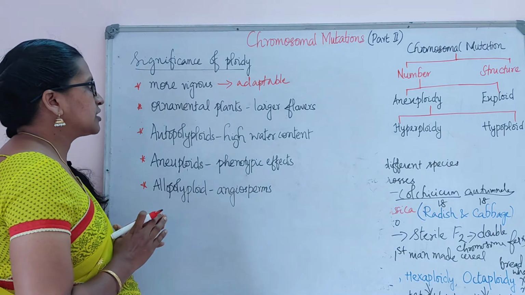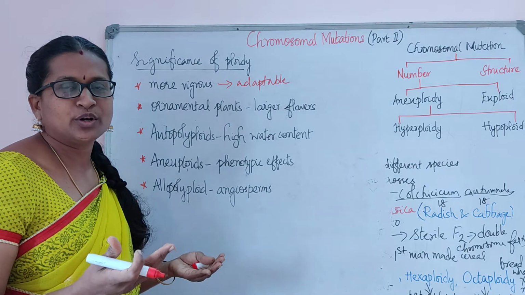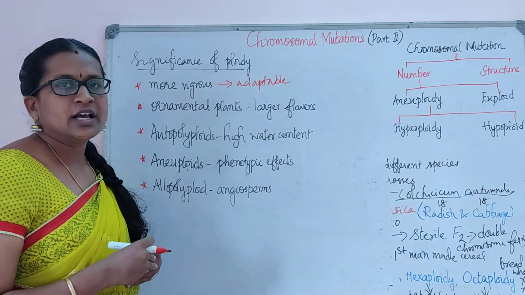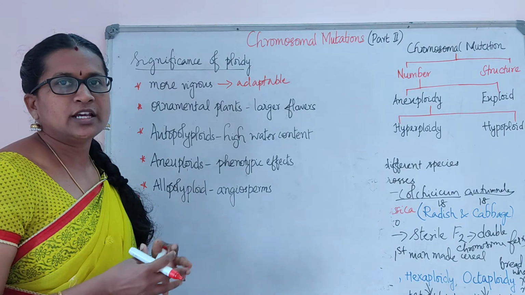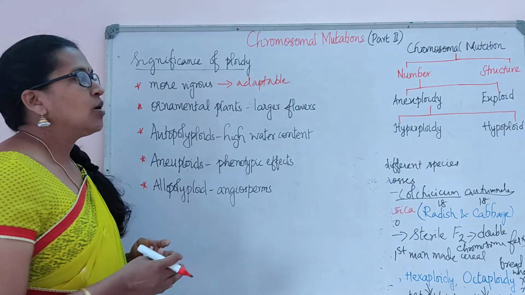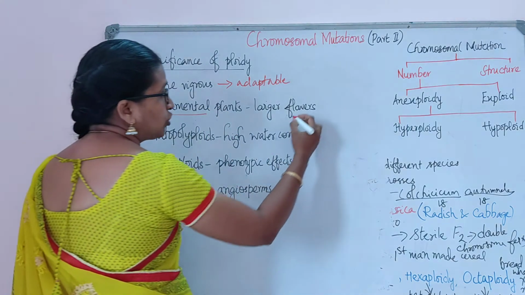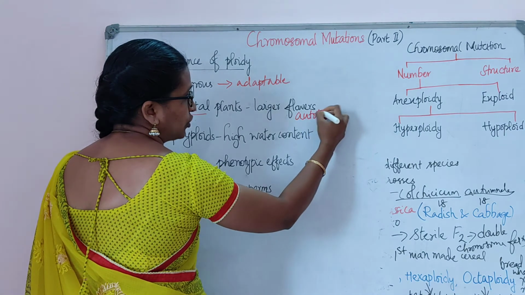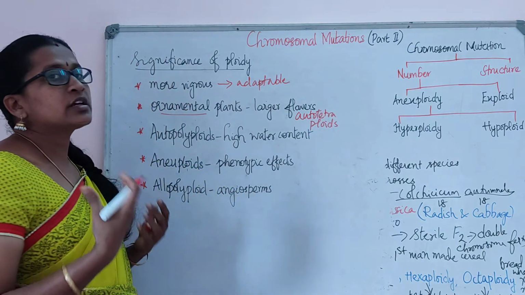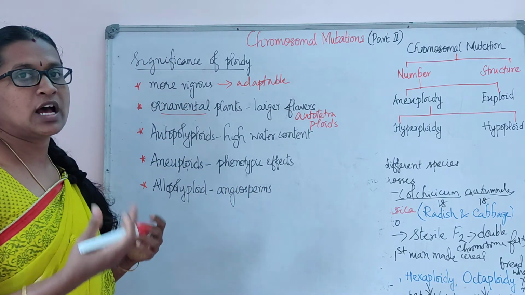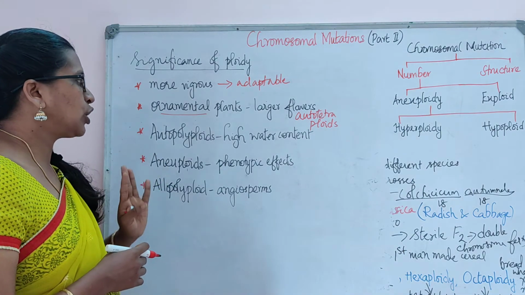Second, most of the ornamental plants we look at in parks, nurseries and flower shows, the very large, attractively different ornamental plants, are all polyploids. Generally, it is in autotetraploids that we get lots and lots of ornamental plants with large attractive flowers. And next is autopolyploidy.